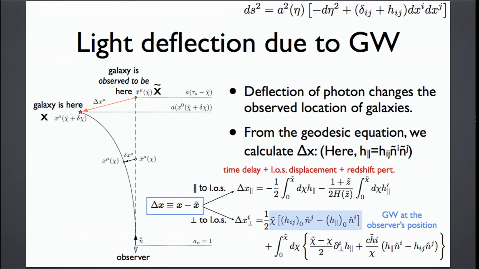Because we need only one scalar, that's the H parallel, which is Hij projected onto the line of sight. All of this is depending only on the H parallel. In the perpendicular direction, we have this expression that looks similar to the weak lensing expression that we usually see.